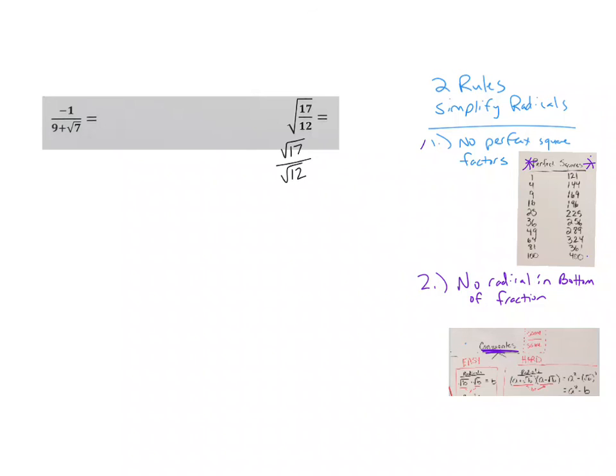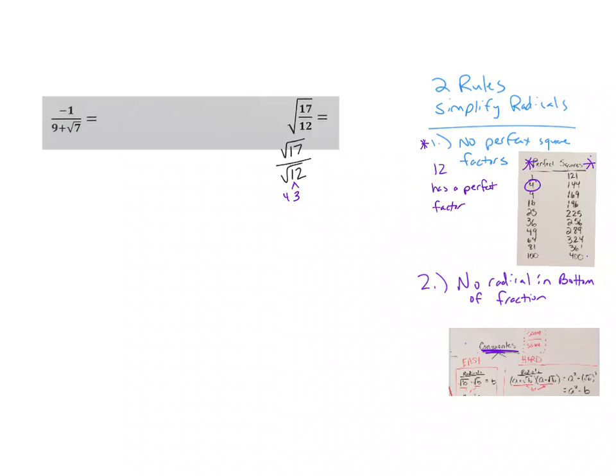Now, since 12 can be broken down, I'm actually going to break it down first. So before I do anything with conjugates, I'm going to use 4 because 12 is 4 times 3. I always look for rule number 1 first, even if I'm using fractions and stuff like that.